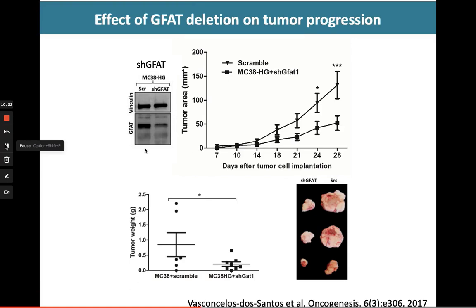To answer that, we injected the cells that had the GFAT downregulated in the hyperglycemic mice, and we see that the cells grow much less than the scrambled cells. They grow less, and here we see a picture of the scrambled cells, the downregulated GFAT cells, and the weight. So we can say that hyperglycemia increases tumor growth in vivo, and that GFAT is involved in this growth.